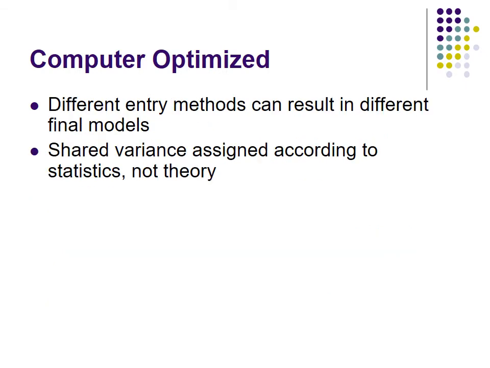So again, different entry models can result in different final models. Shared variance is assigned according to statistics, not theory. So again, we just have to recognize that if you do a forward, backwards, and stepwise, you may get slightly different models, and sometimes even fairly different models.